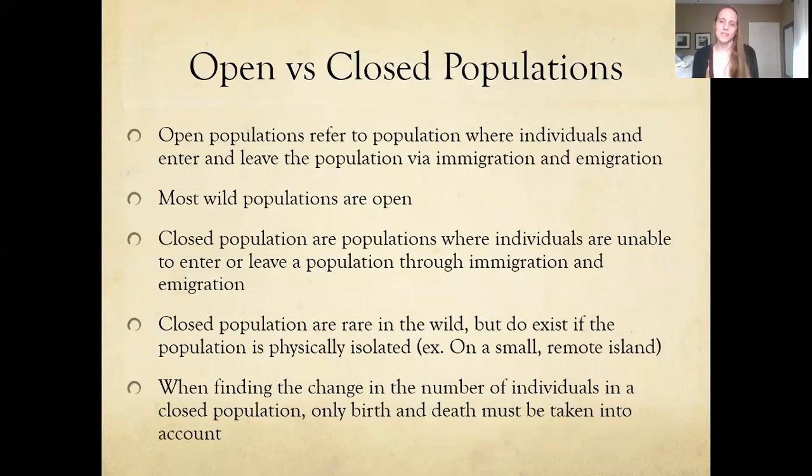Another thing I want to talk about is the difference between open and closed populations. So open populations are populations where there is emigration and immigration. People can come and go. And that is true for most wild populations. A closed population is one where there's no leaving or entering, so there's no immigration or emigration. In closed populations, the only thing that will affect your change in population size is birth and death. This is fairly rare to have a closed population, but on really remote, isolated islands and stuff like that, you might see it.